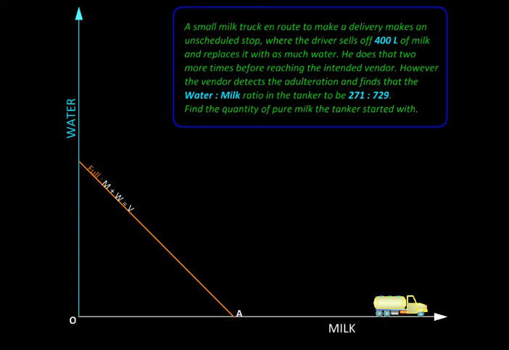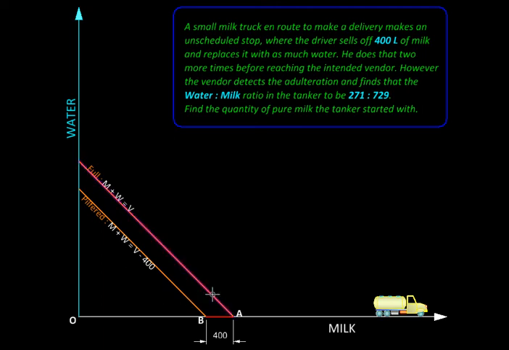Now, the first theft occurs. 400 liters of milk has been pilfered from the tanker. So from A, we will go to point B on the milk axis. It is still pure milk, but 400 liters less. So let us draw one more line, parallel to the previous line. But if the first line is x plus y equal to V, the volume, this is x plus y equal to V minus 400. Okay, volume that is less by 400.